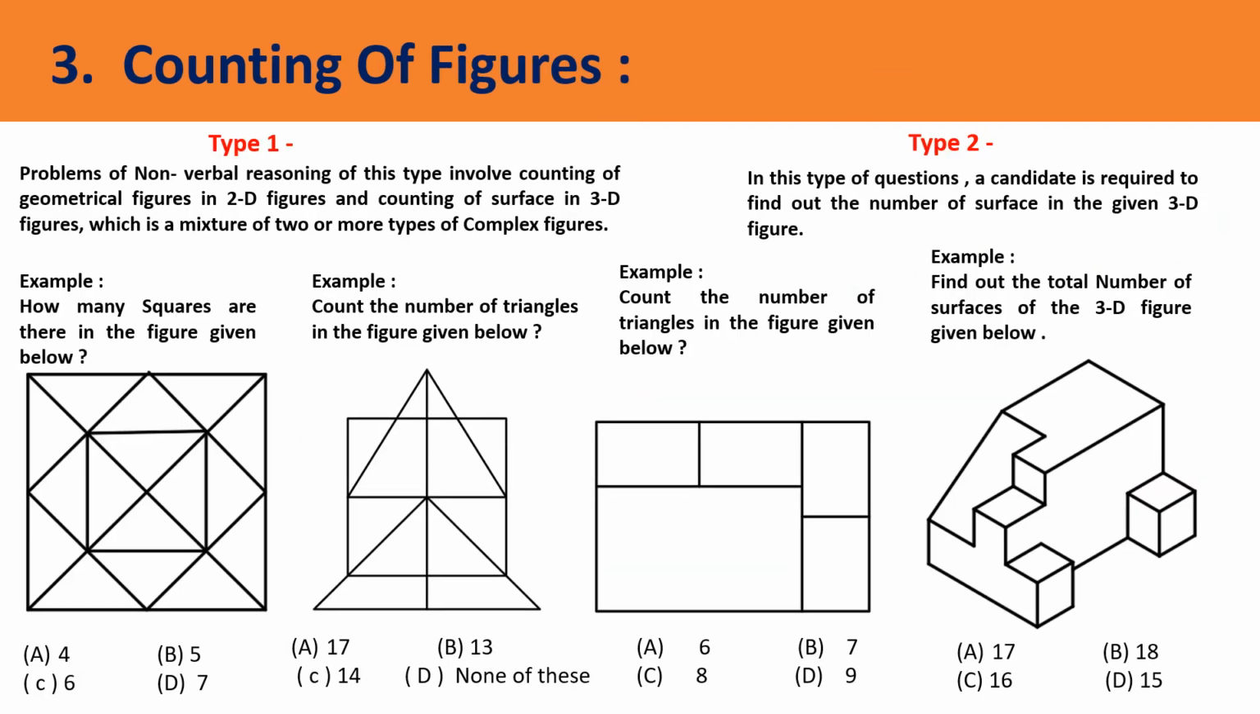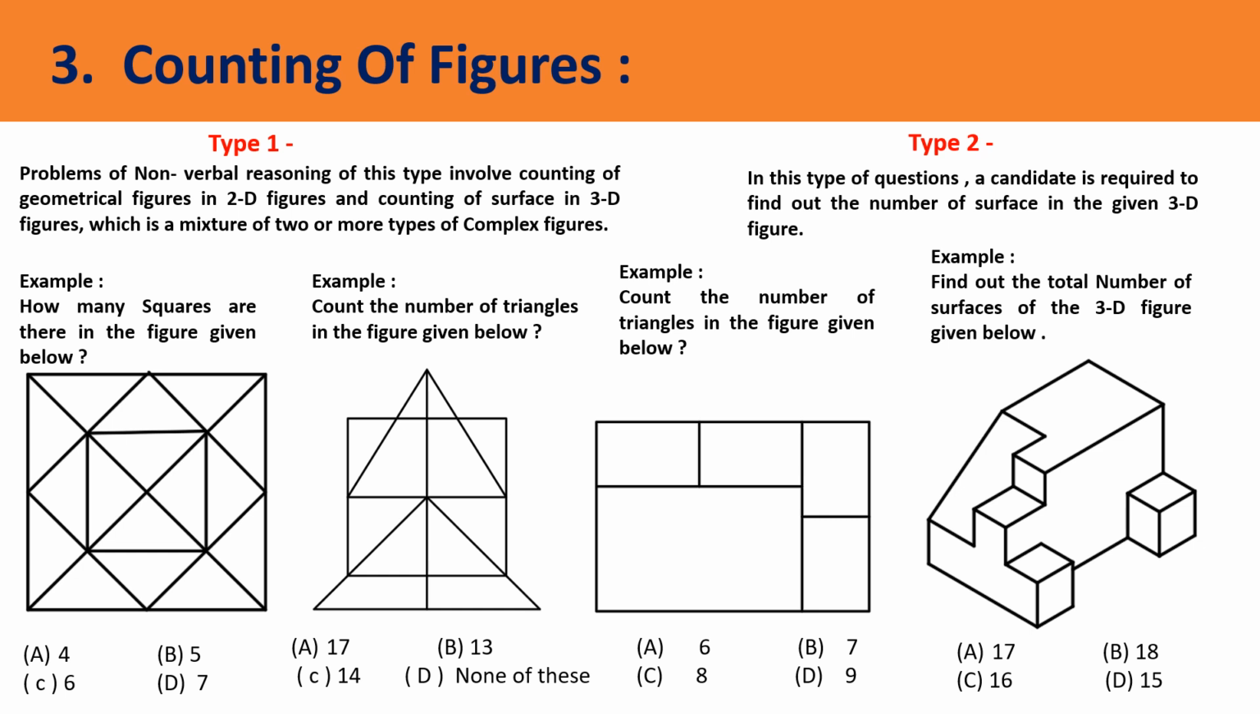Now discussing counting of figures. There are 2 types basically. In the first type you will be given one square in which you have to calculate how many squares, rectangles or triangles there are. In the second type you will be given a shape in which you have to calculate how many surfaces, squares or rectangles are in the figure. Okay, let us start with the first type. Problems of non-verbal reasoning of this type involve counting of geometrical figures in 2D figures and counting of surfaces in 3D figures, which is a mixture of 2 or more types of complex figures.